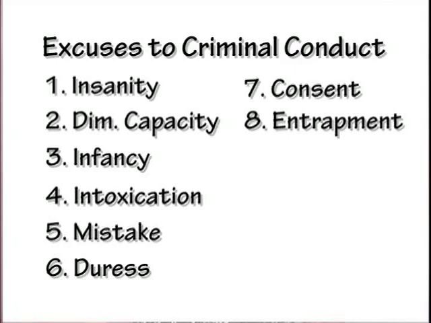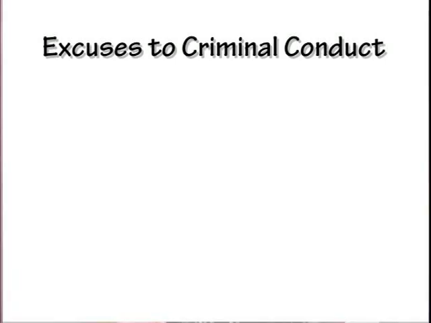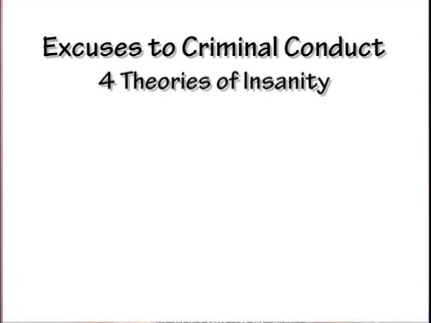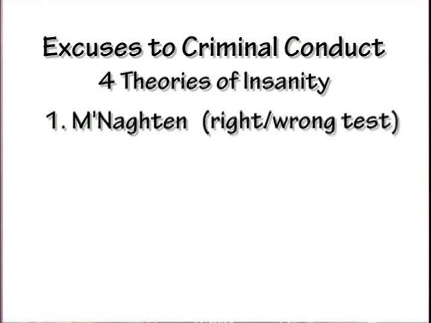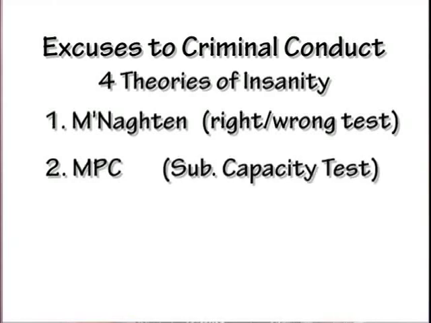Now let's talk about the first one. The first one, under excuses to criminal conduct, insanity. There are basically 4 theories of insanity. The 4 main theories of insanity that you're going to learn are, number 1 is called the M'Naghten rule. Again, M'Naghten rule. That is what's called the right or wrong test. Number 2, under the Model Penal Code, it's called the substantial capacity test. So the Model Penal Code rule is called the substantial capacity test.